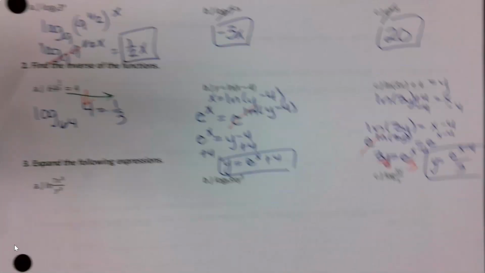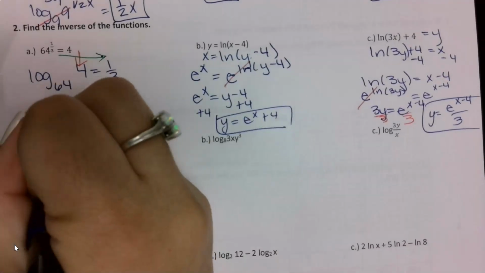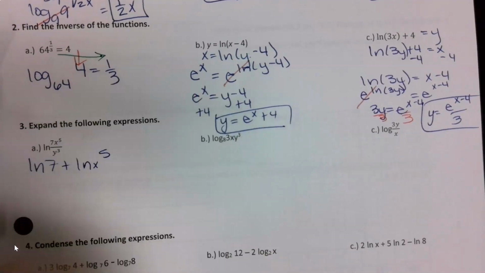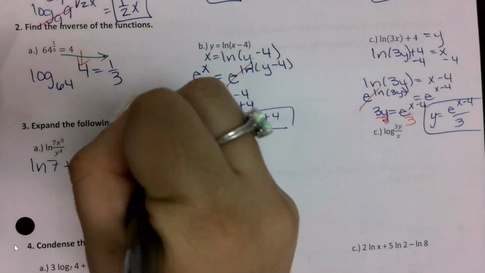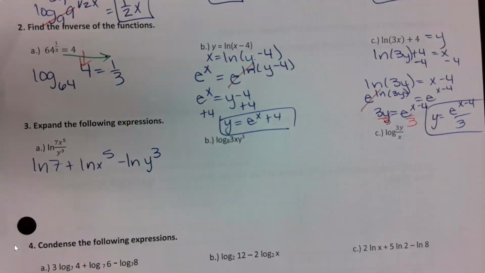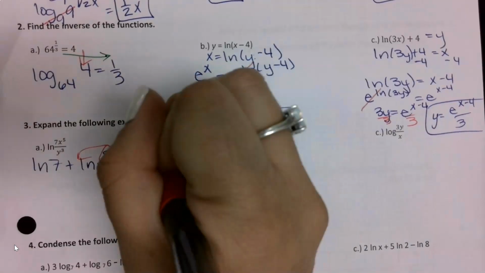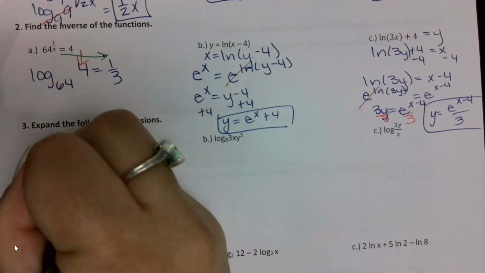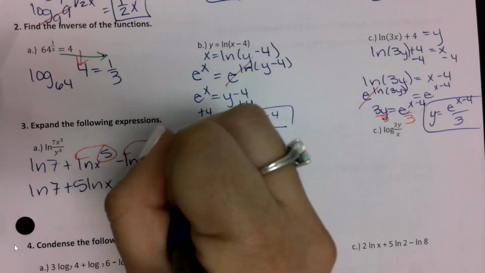These ones want me to expand, so I'm going to split them up. I have ln of 7 plus ln of x to the 5. Remember, numbers and letters get split up. Then I'm going to have minus ln y cubed, because that's on the denominator. Exponents need to move in front of my logarithm. So I have ln of 7 stays the same, plus 5 ln x minus 3 ln y.